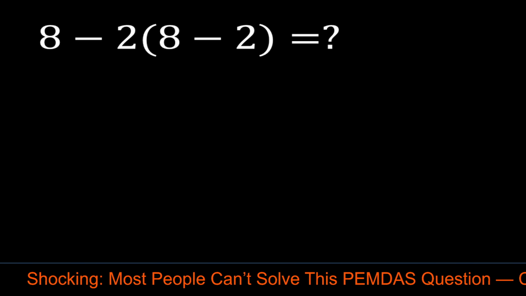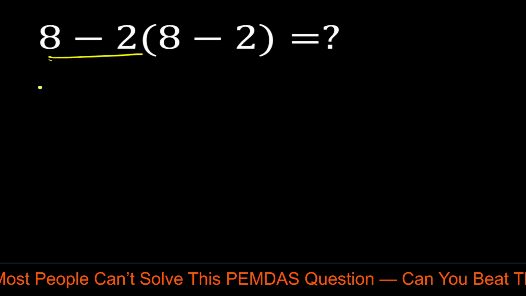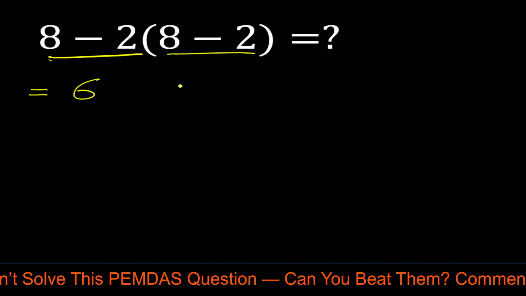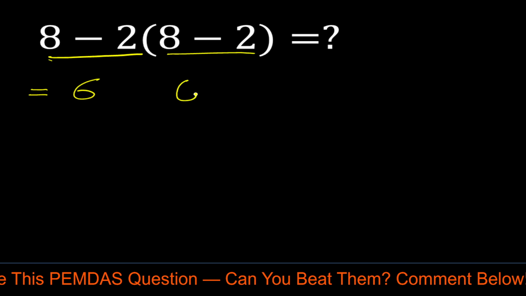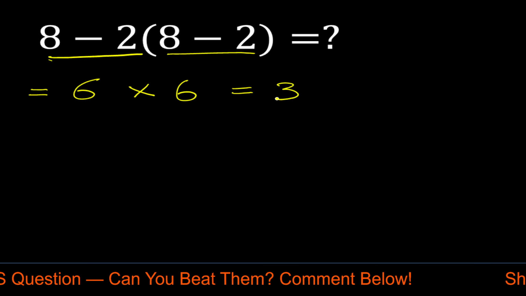So most people solve this question like 8 minus 2. So 8 minus 2 is equal to 6, right? Then again 8 minus 2. So 8 minus 2 is equal to also 6. Now 6 times 6. So 6 times 6 is equal to 36, right?